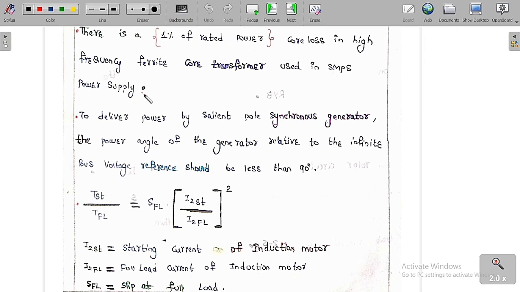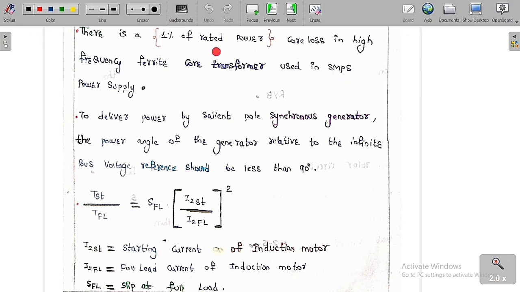So basically, in the SMPS, we are going to use a ferrite core transformer. For high frequency applications, we use this ferrite core transformer. In this, only 1% of rated power is lost as core loss. So there is a 1% of rated power core loss in a high frequency ferrite core transformer used in SMPS power supply.